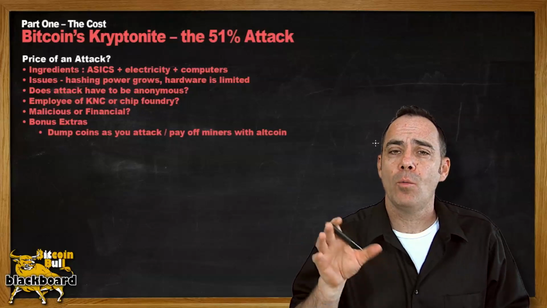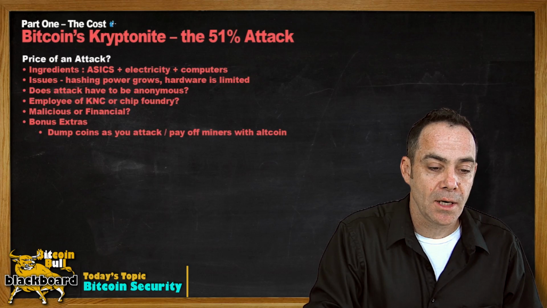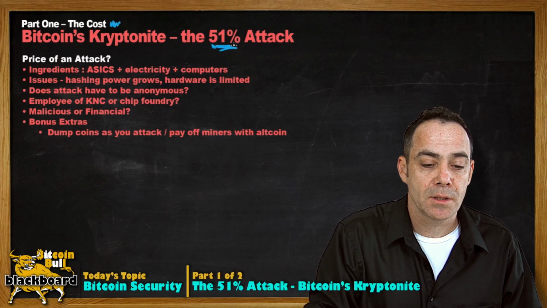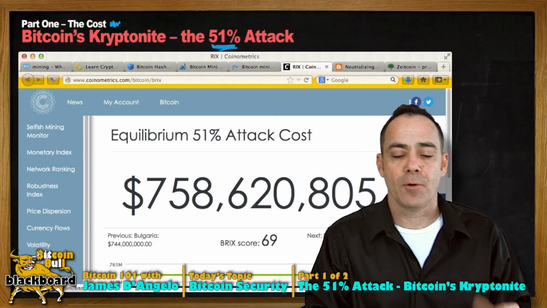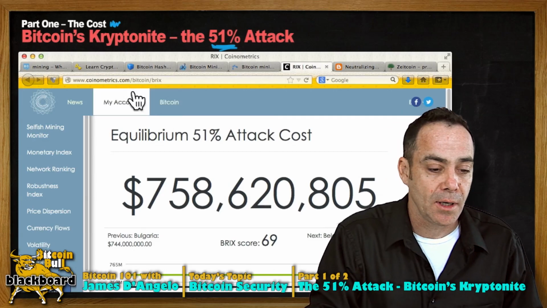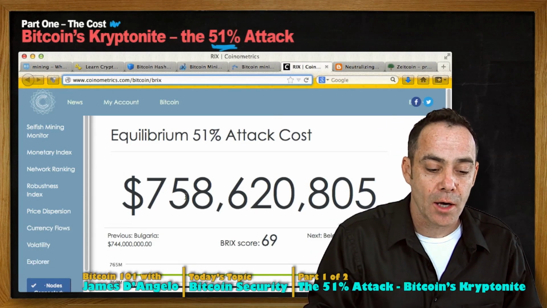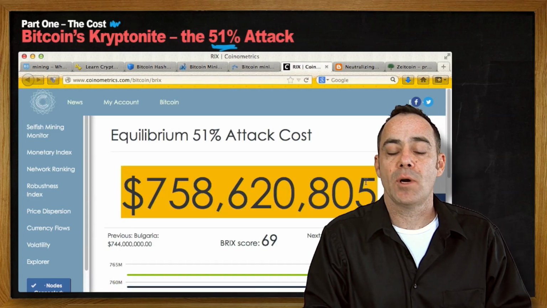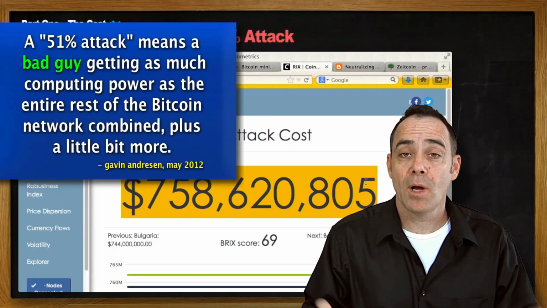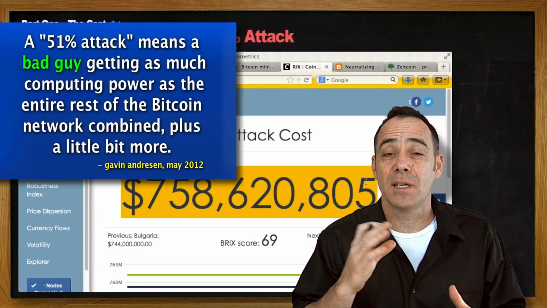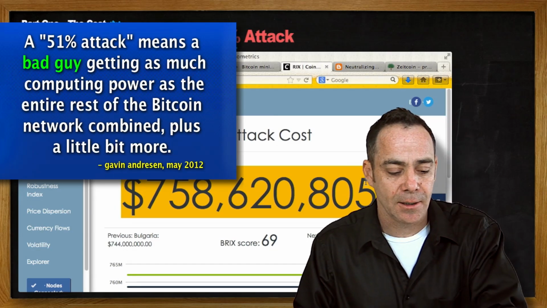Today we're doing part 1 of a 2-part series about 51% attacks. And in this episode we're going to be looking at the cost of doing a 51% attack. Now, you don't have to look too far online to see people already offering prices for you. So if you go to this site right here, coinmetrics.com, you get an up-to-the-second cost. And right now they are suggesting that the price is $758,620,805. Well, when Bitcoin's price was higher, you heard things like even $1 billion. But it's important to calculate these things for yourself, and that's exactly what we're going to do.